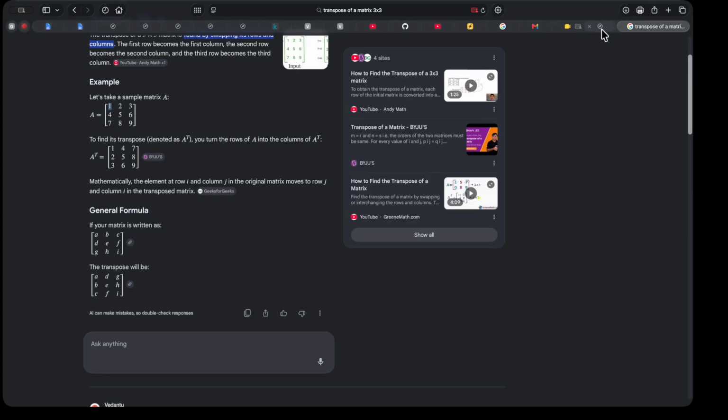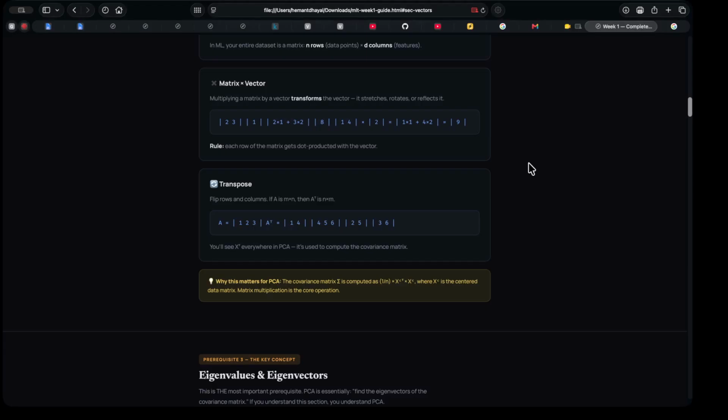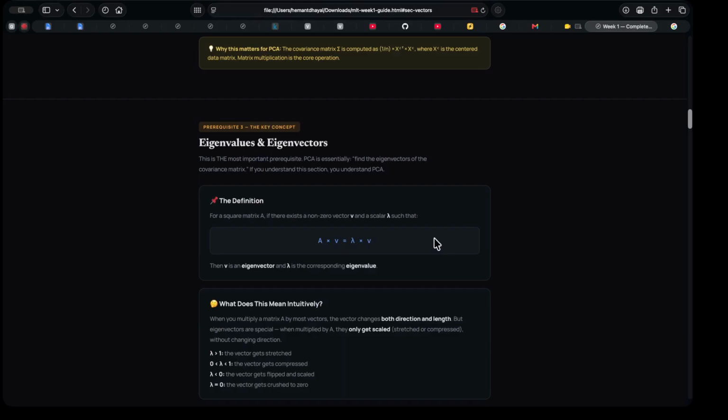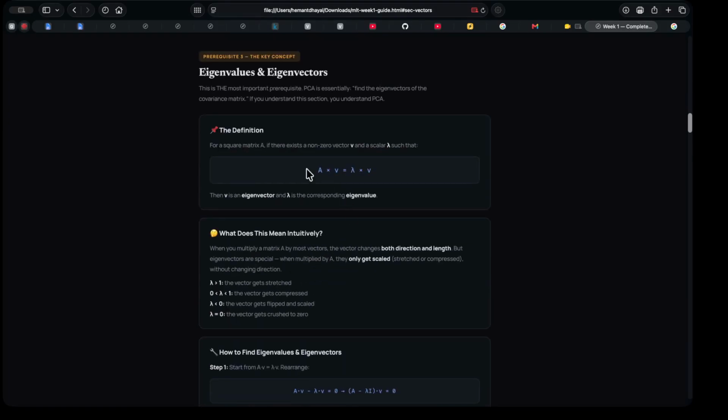You will need this in PCA because we are dealing with the covariance matrix X transpose X. So, eigenvalues and eigenvectors. Here is the formula. If A is a matrix and it is multiplied by some vector V and equals lambda times V, where lambda is a scalar quantity, then lambda is the eigenvalue and V is the eigenvector. This is the definition. If you have seen the video I shared, there is definitely information about eigenvalues and eigenvectors.